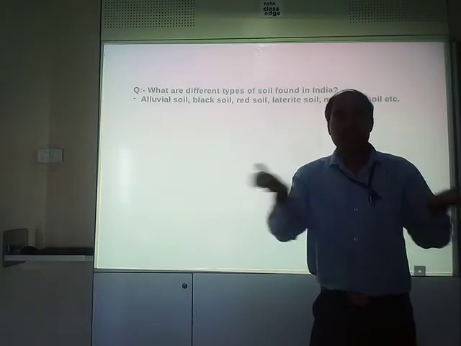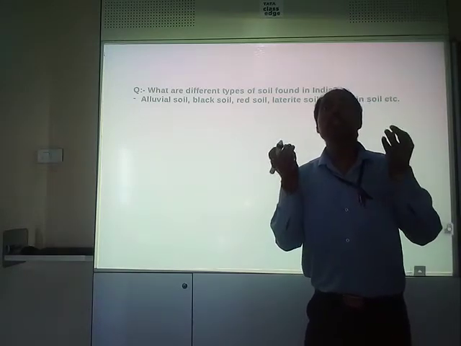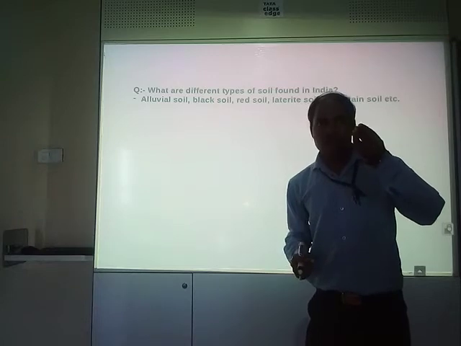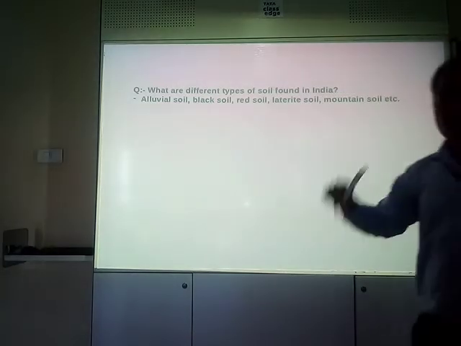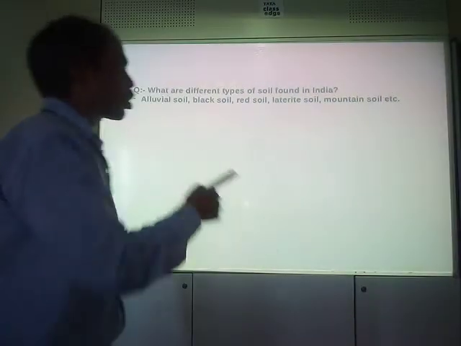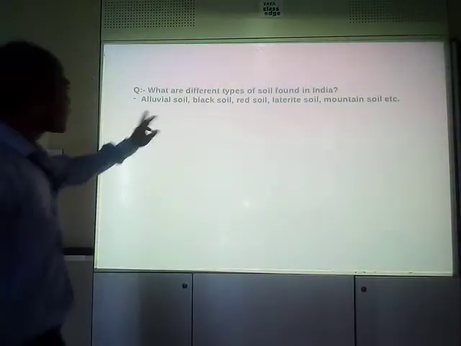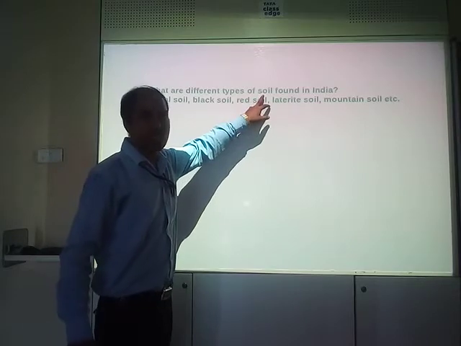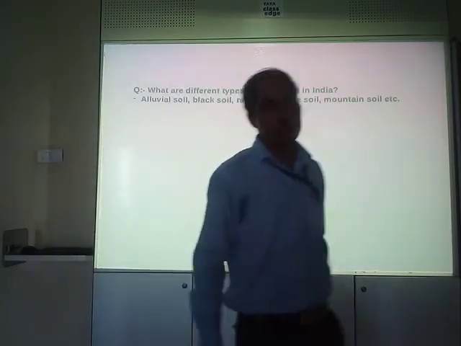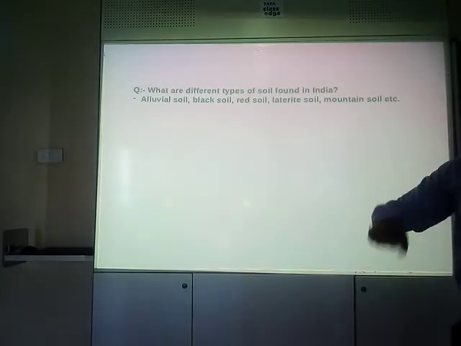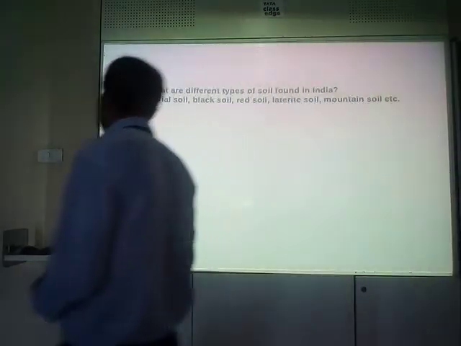If you are given different types of soil, how are you going to differentiate them? By looking at their color, texture and other physical properties. This is in fact an important question for class 9. But you should also note the names of the different types of soil found in India: black soil, red soil, alluvial soil and other types of soils. Okay.